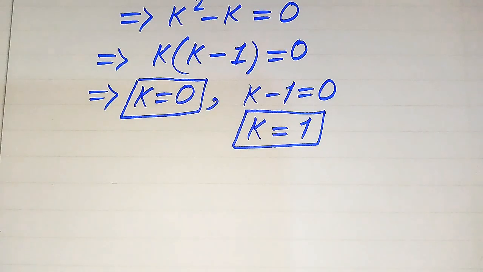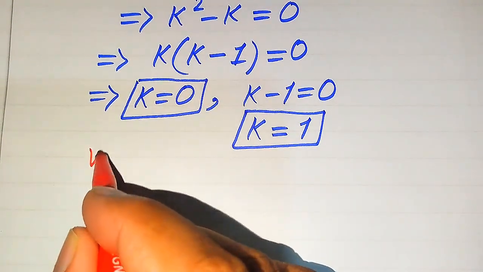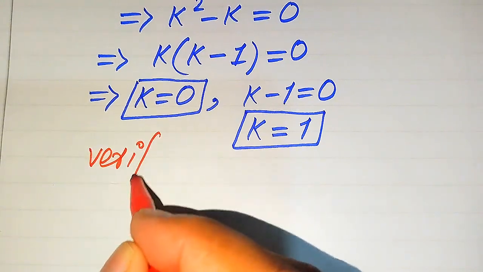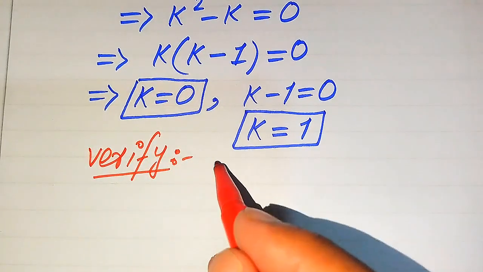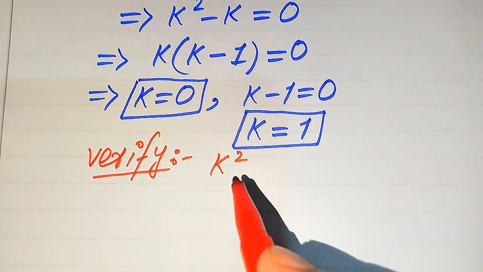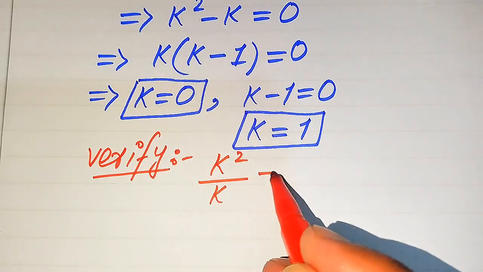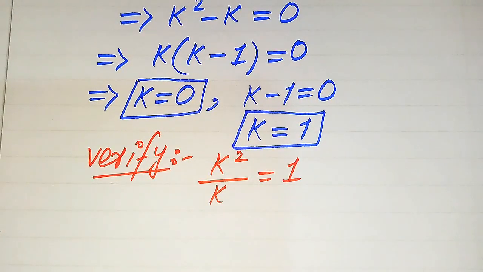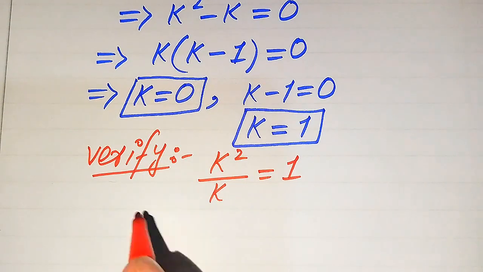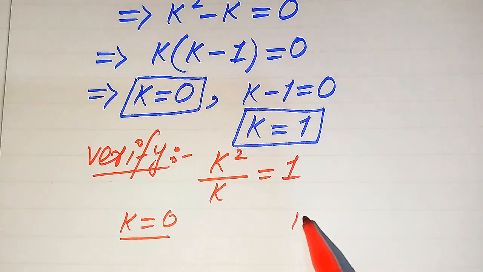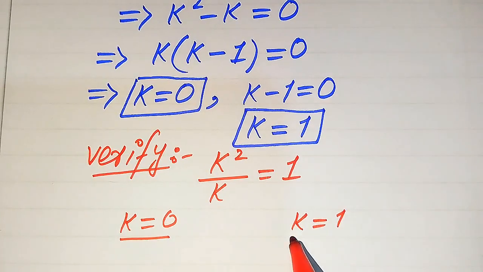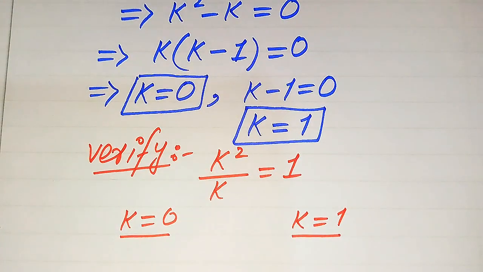And here in the next step we need to verify whether both of these values are solutions or both of these values are extraneous roots. So for verification of the roots, we need to copy down the given question statement. Here it is k square divided by k is equal to 1. So this is the question statement, and on this side we verify k is equal to 0, and on this side we will verify k is equal to 1.